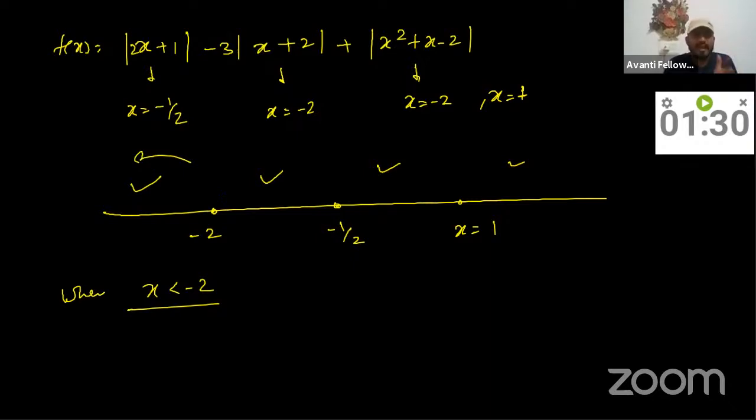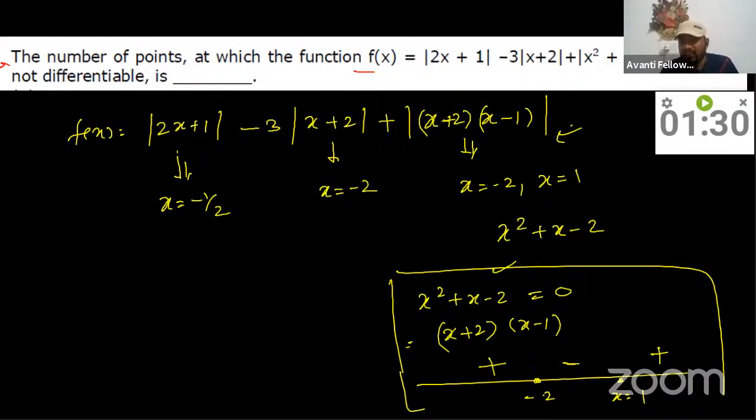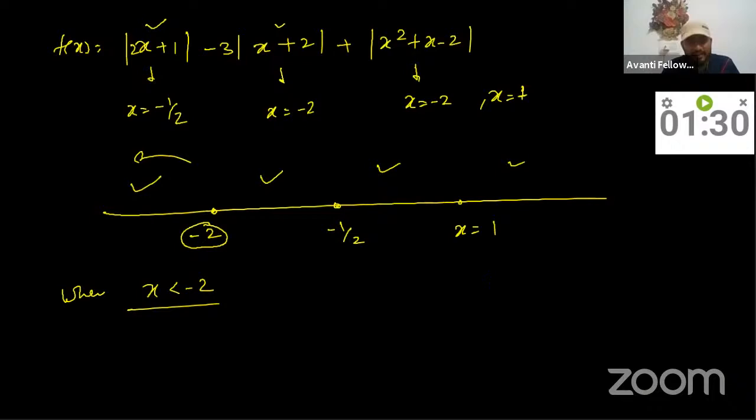Less than minus 2 means I am on the left hand side of every zero. How many zeros are there? There are 3 zeros, and I am standing on the left hand side. When you take any x value less than minus 2, the first modulus function will be negative, the second modulus function will be negative, and this quadratic equation, as I told you, becomes positive when x is less than minus 2.